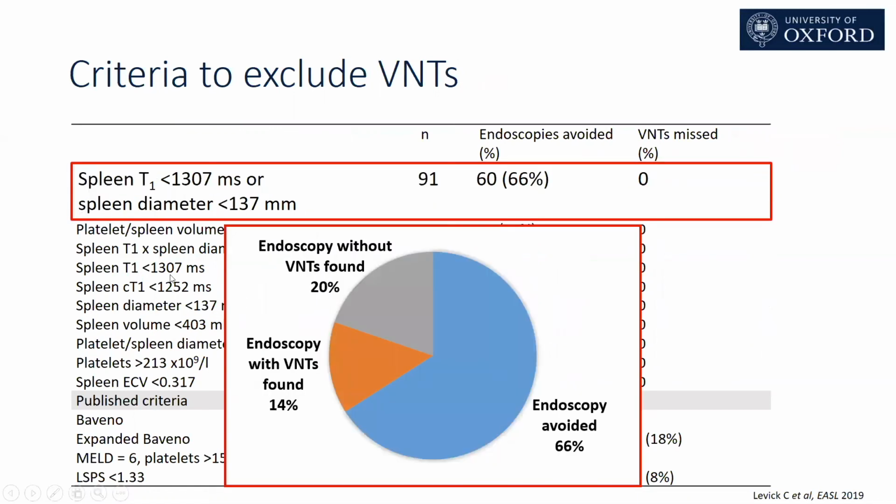And we found that spleen T1 less than 1307 milliseconds or spleen diameter less than 137 millimeters could be used to exclude patients for endoscopy, and this avoided 2/3 of endoscopy, and only 20% of patients had endoscopy unnecessarily. Again, as in previous cohorts, the prevalence of varices needing treatment in our cohort was only 14%.